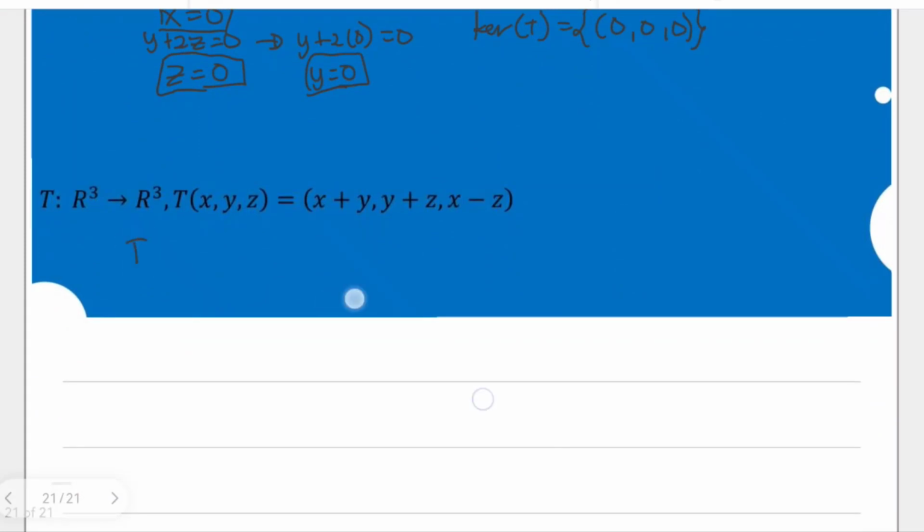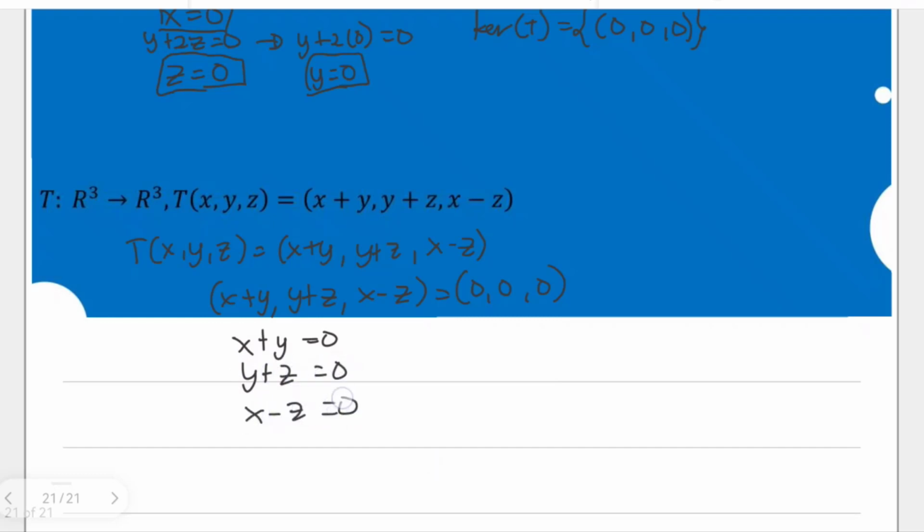Next here is the same thing. We are going to look for the possible values of x, y, and z in this transformation, such that the transformation x plus y, y plus z, and x minus z would be equal to the 0 vector in R3, which is 0, 0, and 0. Again, x plus y, y plus z, x minus z is equal to 0, 0, 0. We have x plus y be 0, y plus z be 0, and x minus z be 0.